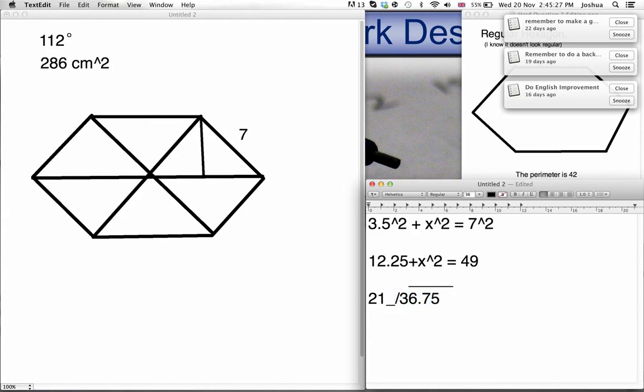So type this into your calculator: 21 times the square root of 36.75. You're going to get 127.3057344, which rounds to 127 square units, wasn't it? I think square centimeters. I'm just going to say square centimeters. So you guys, you got it there.